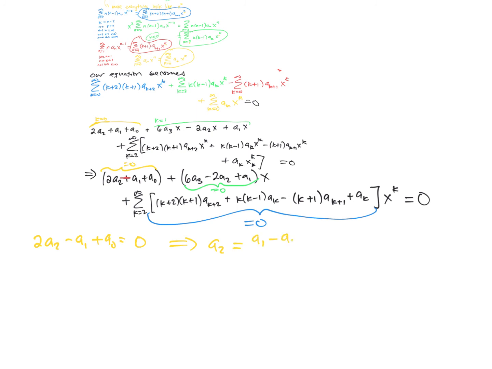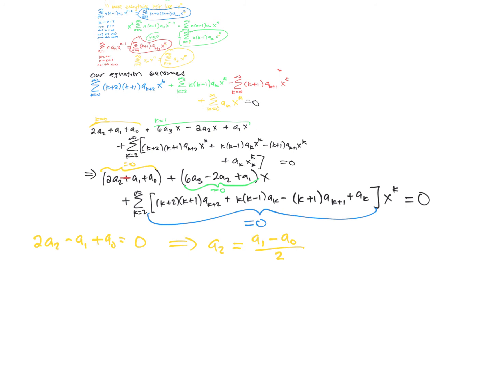a1 minus a0 over 2. And we're not necessarily going to be able to solve for a1 and a0. Those are going to be like our constants. And we expect, because this is a second order equation, to have some constants. So we will see these in all of our answers. Everything is going to be in terms of a1 and a0.